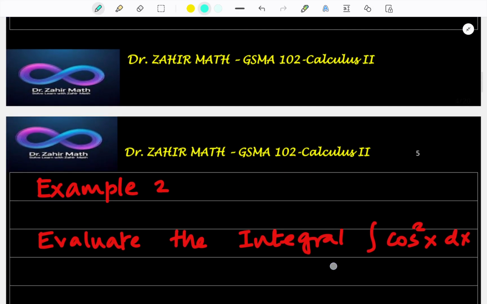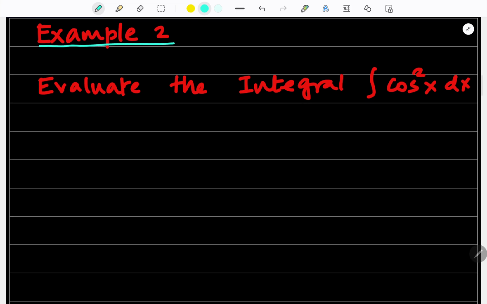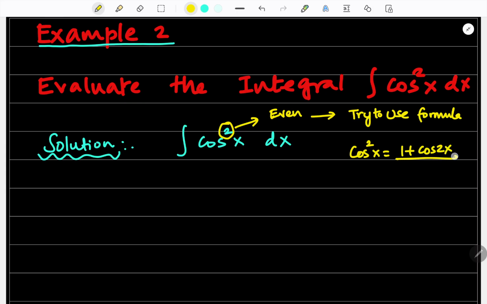So let's go to the first question. Example 2: evaluate the integral of cos²x dx. Let us do the solution. Look at this. Is it an even power or odd power? Even. If it is an even power, try to use the formula. What is the formula? cos²x is equal to (1 plus cos2x) divided by 2.